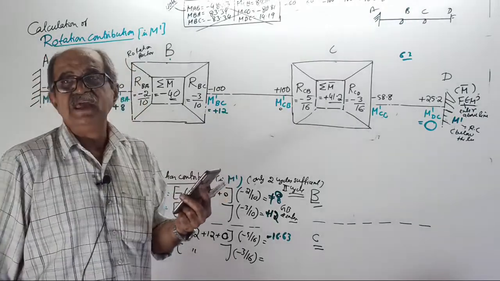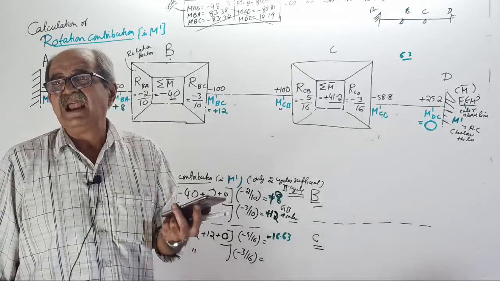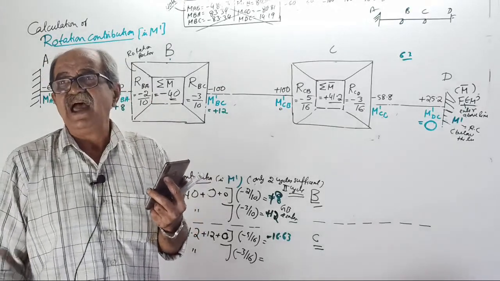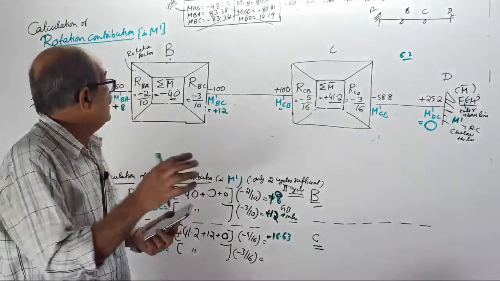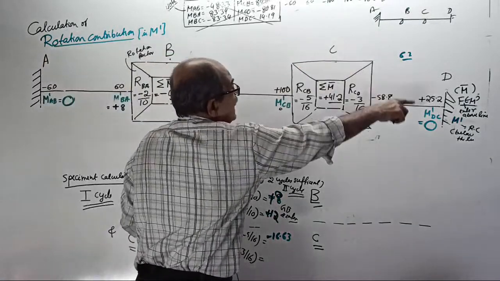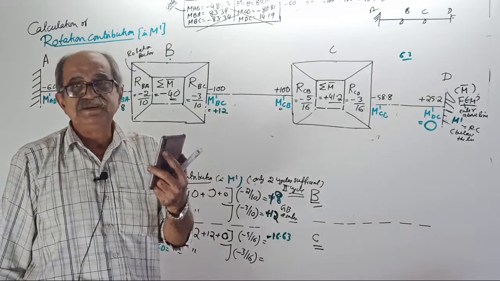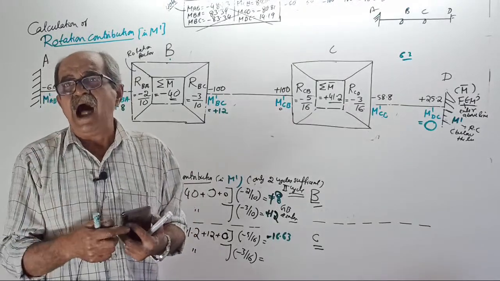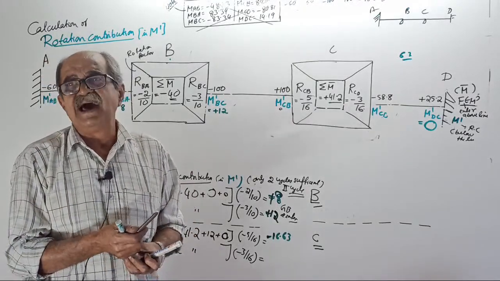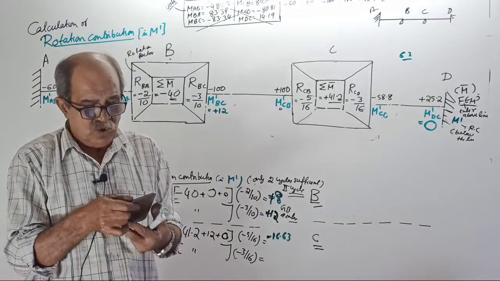But one advantage: if you make a mistake here, the method will correct it. You should not make any mistake up to here. When you calculate contribution, if you make a mistake, the method is auto correcting. Method will correct, but the number of cycles becomes more.